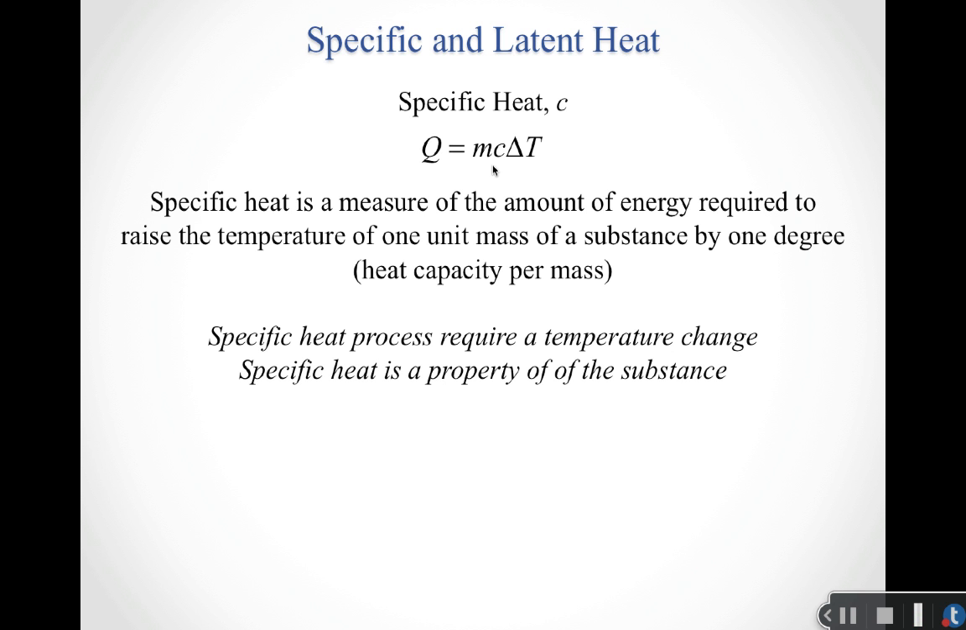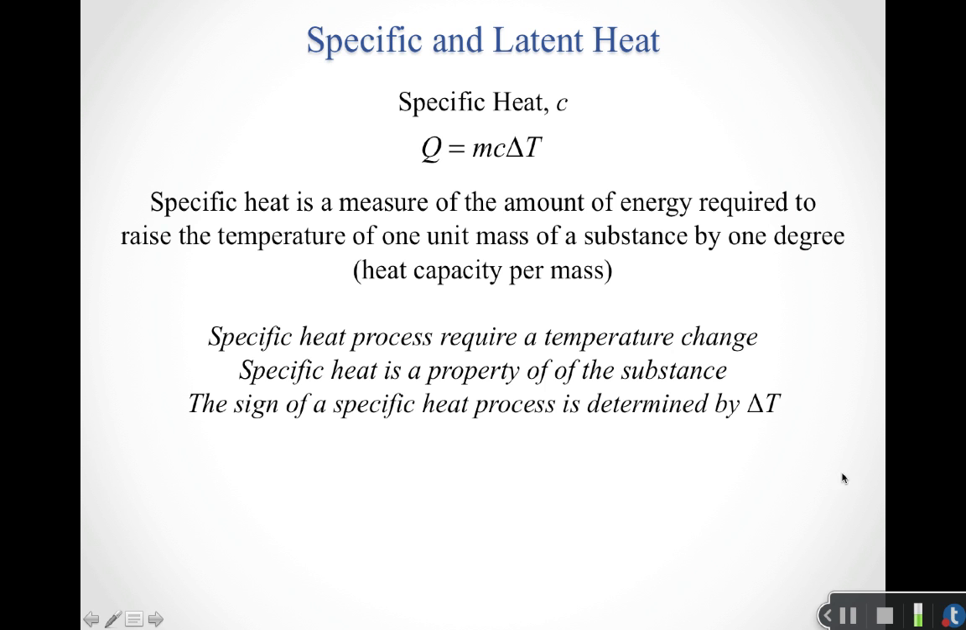So a specific heat process requires a temperature change. You're going to see a temperature change as this energy is transferred into or out of your system as heat. The specific heat value itself is a property of the substance. So if I tell you what the substance is that's exchanging energy, then you know what value to go look up. If I tell you, hey, it's lead, or it's a gas, or it's water, then fine, we need to go look up that particular specific heat value that's unique to that substance.